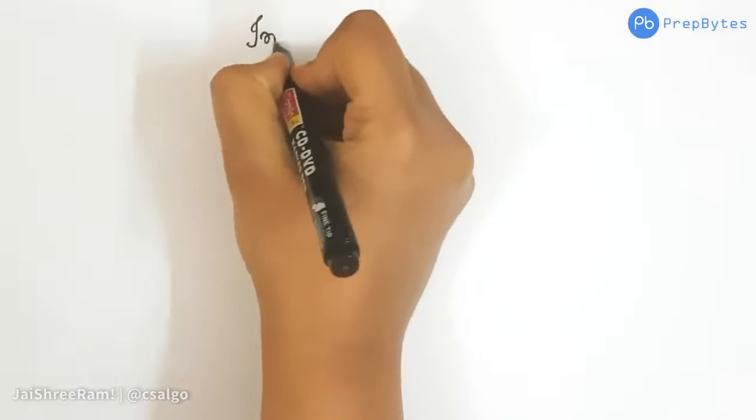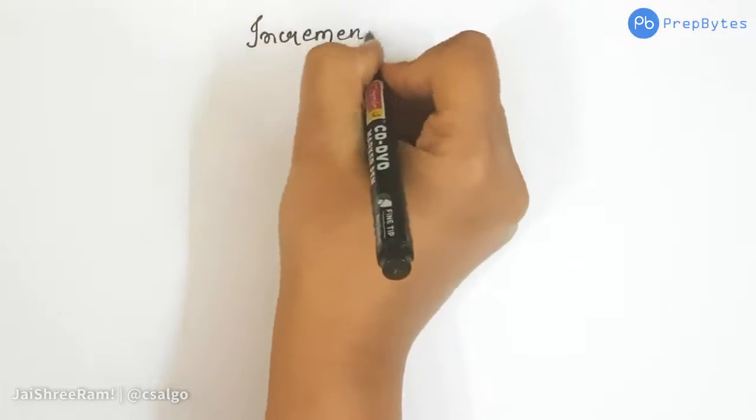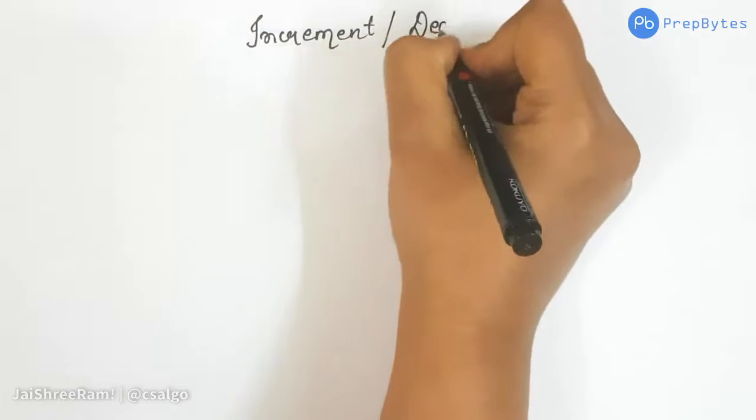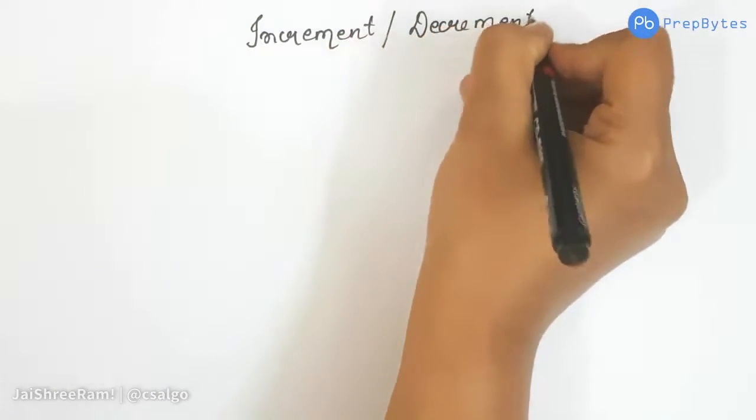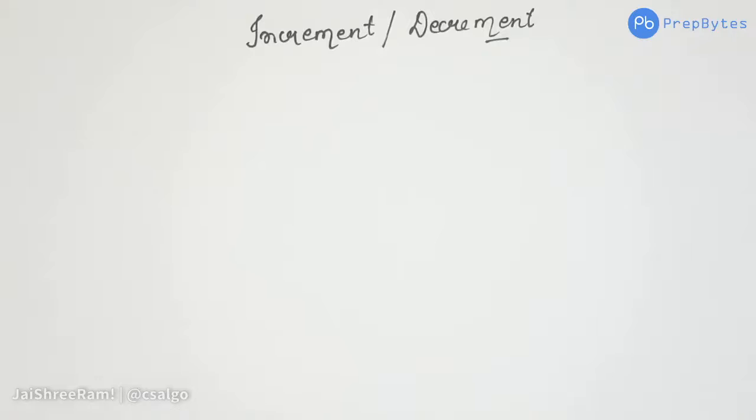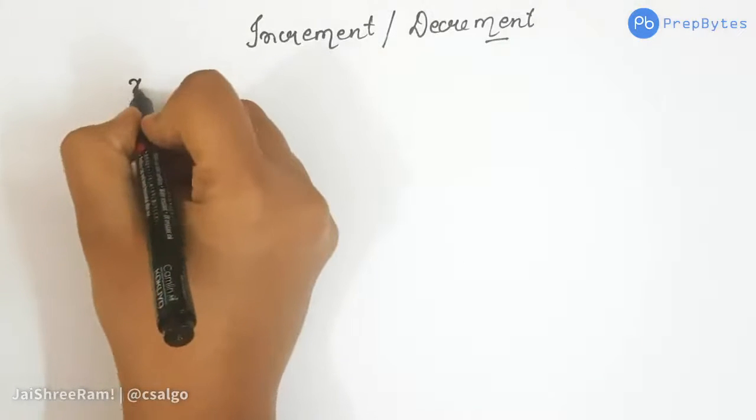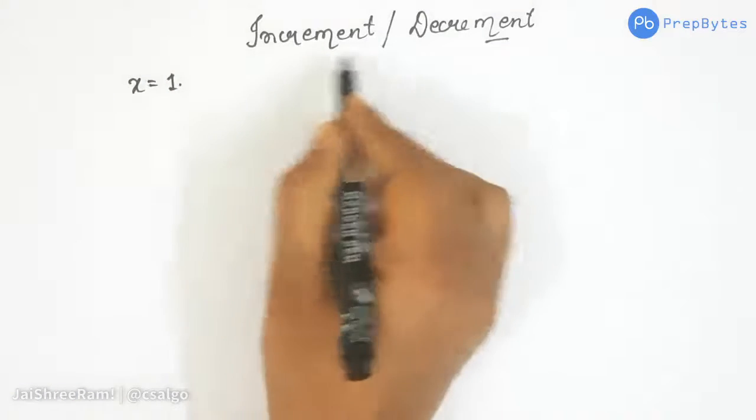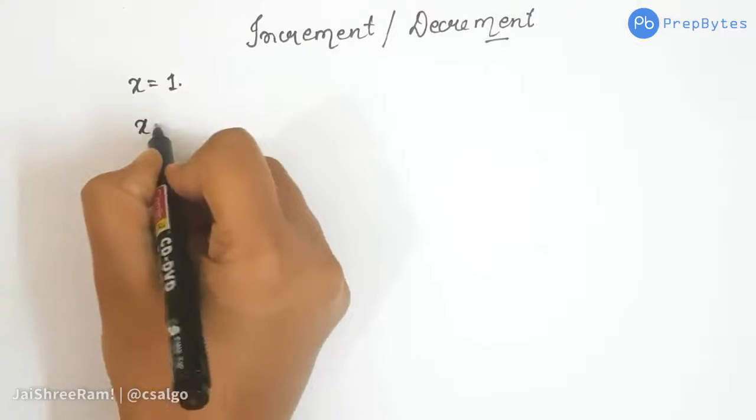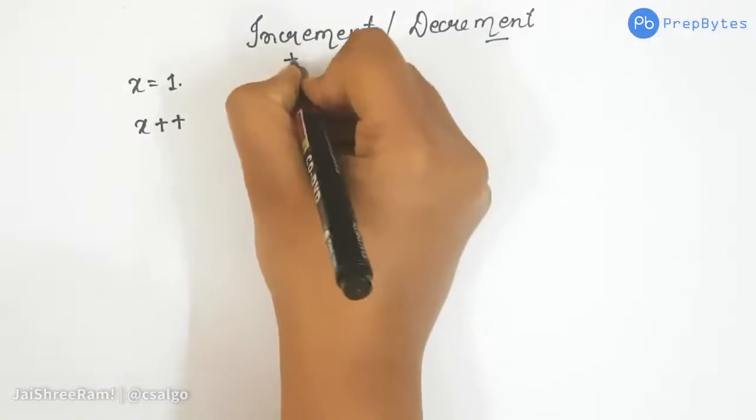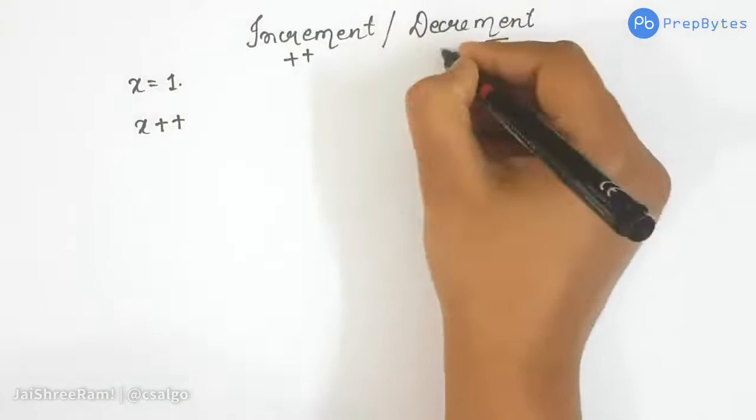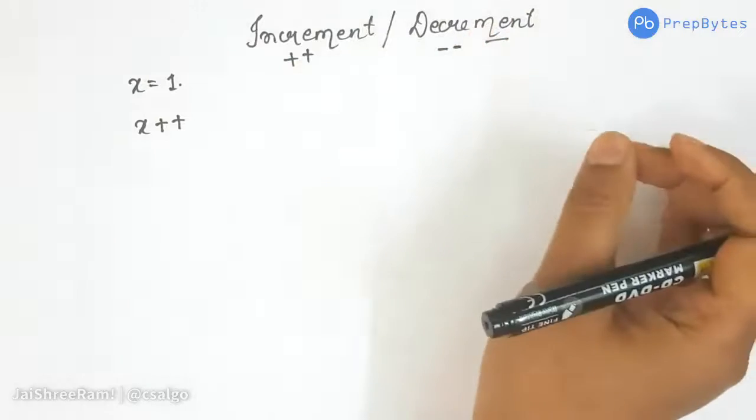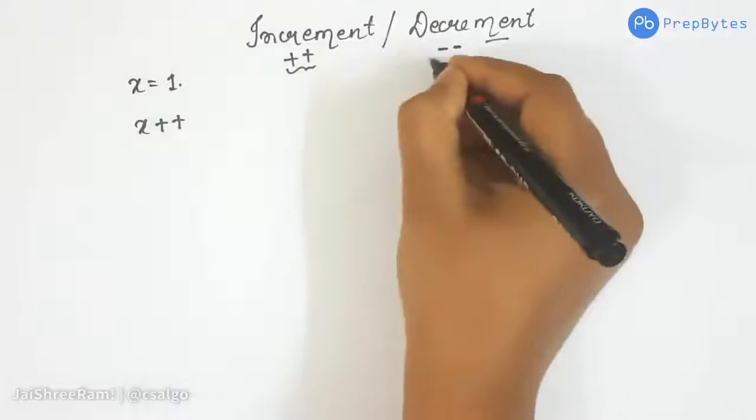Now we are going to talk about increment and decrement operators. If we try to see how we use these operators, let's look at the syntax. Let's say we have x equal to 1. I can use increment in two ways. We can do either x plus plus. So plus plus is the increment operator and minus minus is the decrement operator. We have two plus signs and two minus signs.